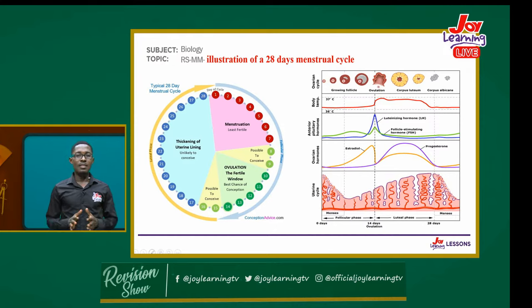We are going to look at a simplified version, a four-stage structure of how the menstrual cycle is. Also, we are using a 28-day average calendar. It differs from person to person, so we are very careful how we deduce things. So let me do the teaching, then we'll go to the note for how we write it in exams.